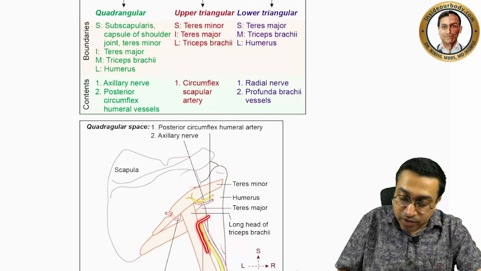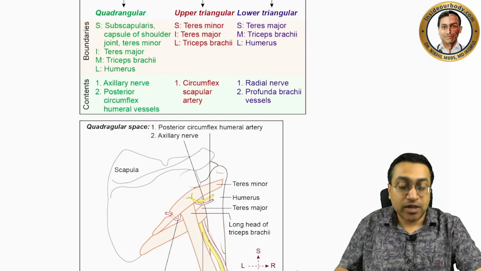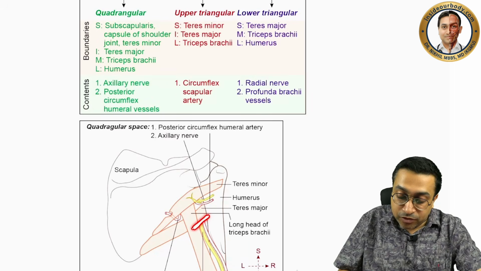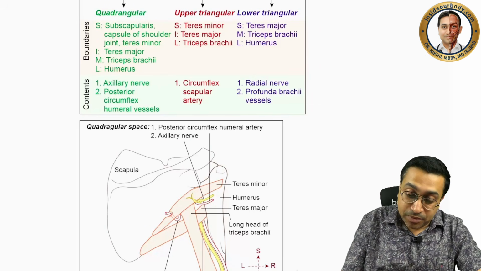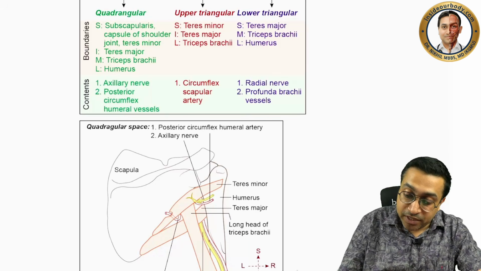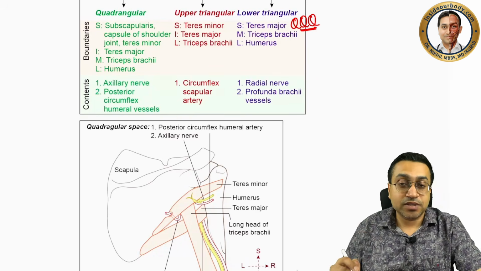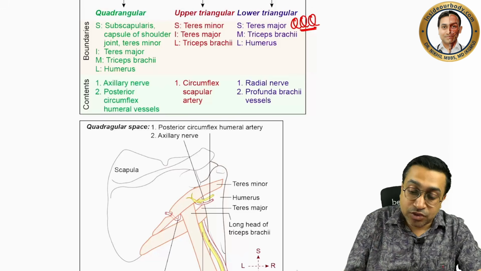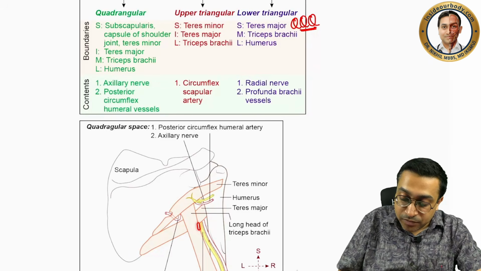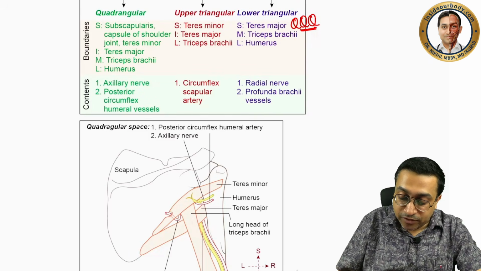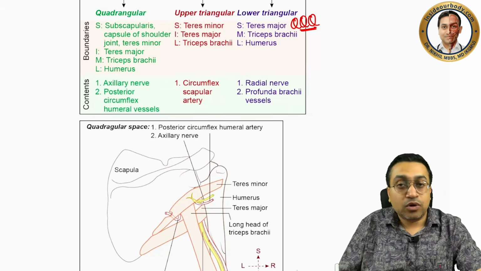Now the lower triangular space, I think it is quite easy again. We have the same boundary, teres major, not minor. Please remember, the teres minor is not participating in any boundary of the lower triangular space, and that's what they ask to test you. So teres major, this is the long head of triceps, and here you have the humerus. So this triangular space is the lower triangular.